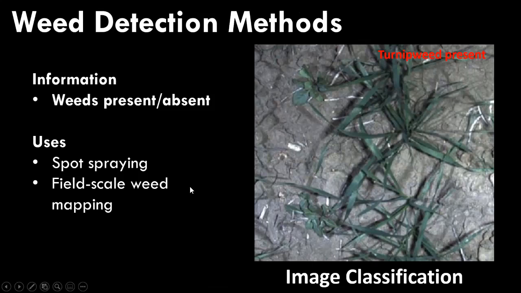So image classification actually tells us if a weed is present or absent in the image. In this scenario, we have turnip weed. You can see that the turnip weed's in the top left, but the algorithm just tells us that in this image, there is turnip weed present.